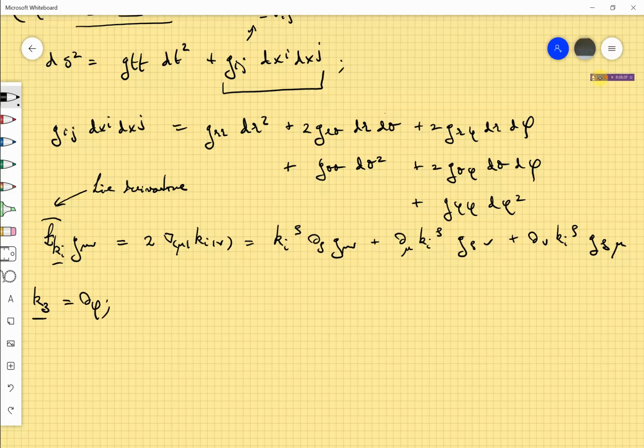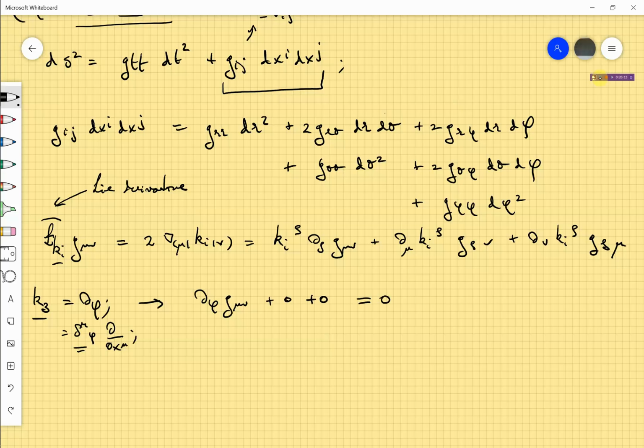Now let's go to this equation. You see that the first term will be partial phi g mu nu, but the second and the third terms contain partial derivatives of the components of K3, and the components of K3 are delta mu and phi only, these constant components. So this plus 0 and plus 0, and this is equal to 0.